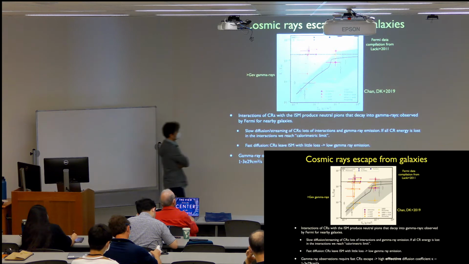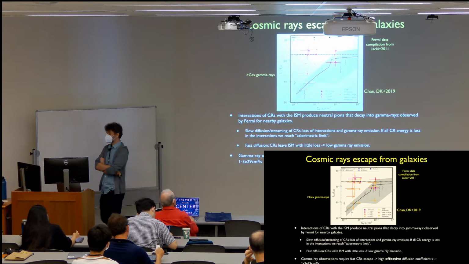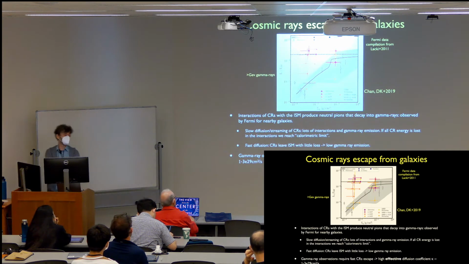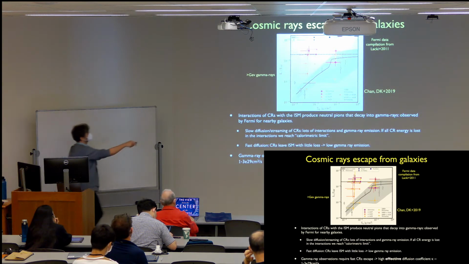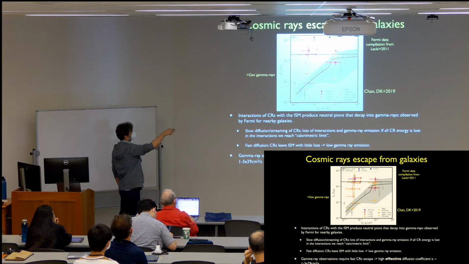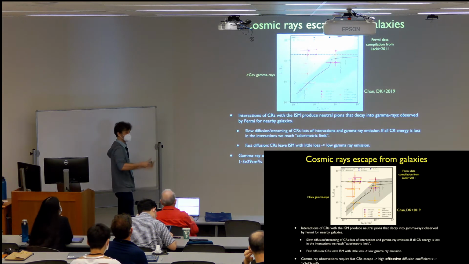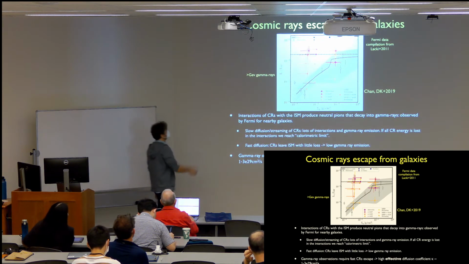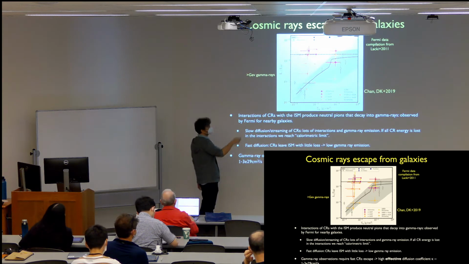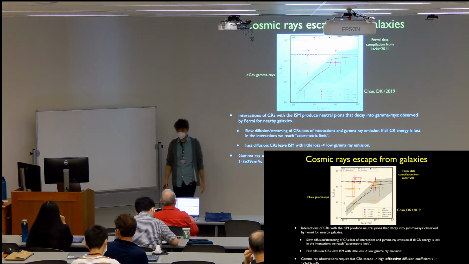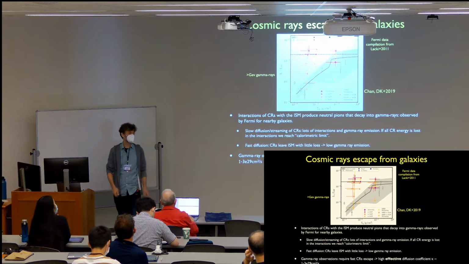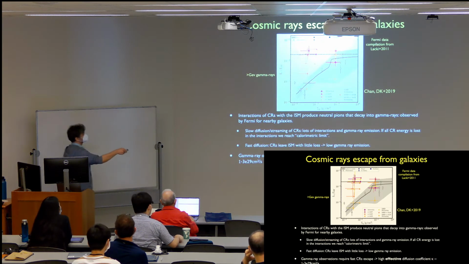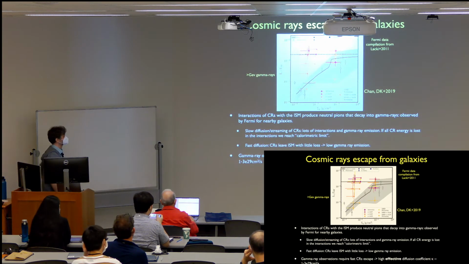One thing that can happen is that you are converting all of your cosmic ray energy into the maximum possible gamma rays. You have this line here that is called the calorimetric limit, so you cannot produce more gamma rays from cosmic rays than that. And if they're not losing all of the energy into production of gamma rays through pions, then it most likely means that they will escape from the galaxies.